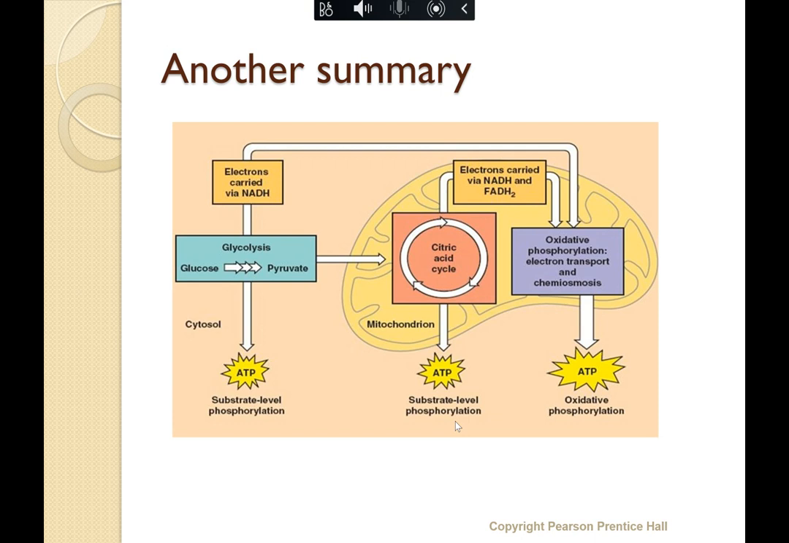I really like this diagram. This gives you a nice idea of what is happening and where it's happening. So glycolysis makes pyruvate in the cytosol and a little bit of ATP. Those products go into citric acid, which is also known as the Krebs cycle. That makes a little bit of ATP, but more importantly, sends energy carrying electrons into electron transport. You can also call this process oxidative phosphorylation. It's a very fancy way of saying giving up electrons to stick a phosphate to something. And here is the bulk of your ATP.